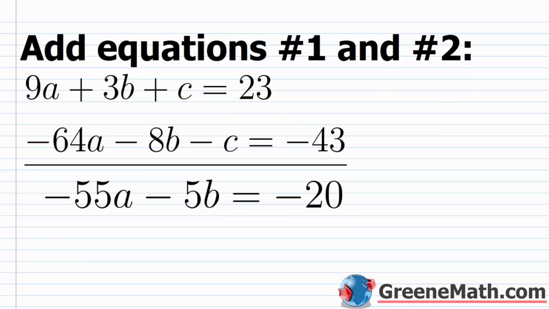Now we're going to add equations number 1 and number 2. So if we do that, 9a minus 64a, that's -55a. 3b minus 8b, that's -5b. You have your plus c and then minus c, that's going to cancel. And then on the right side of the equal sign, you have 23 and then minus 43, that's going to be -20. Let me go ahead and divide everything here by 5. Let me slide down a little bit.